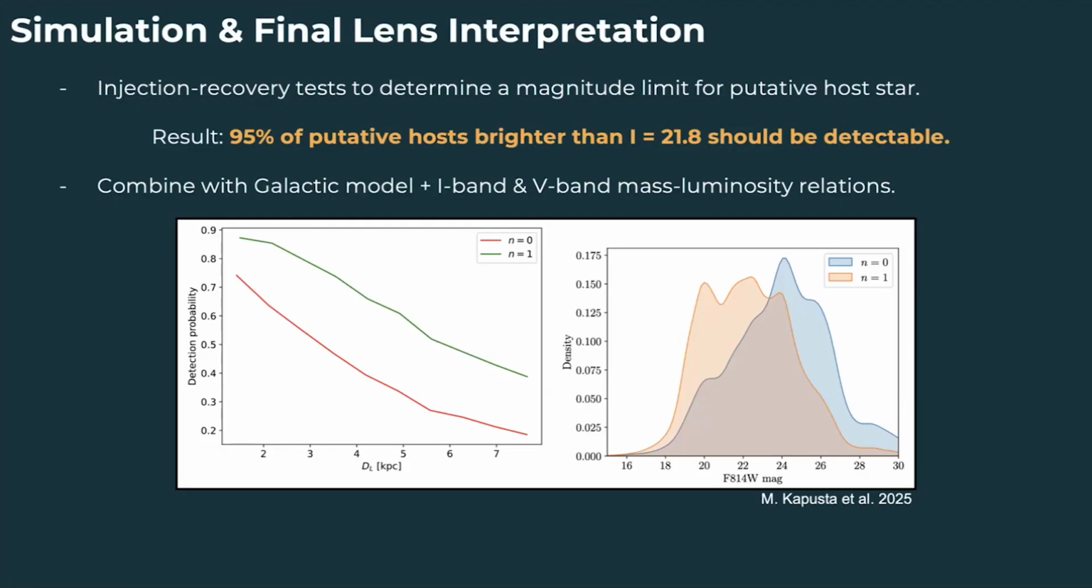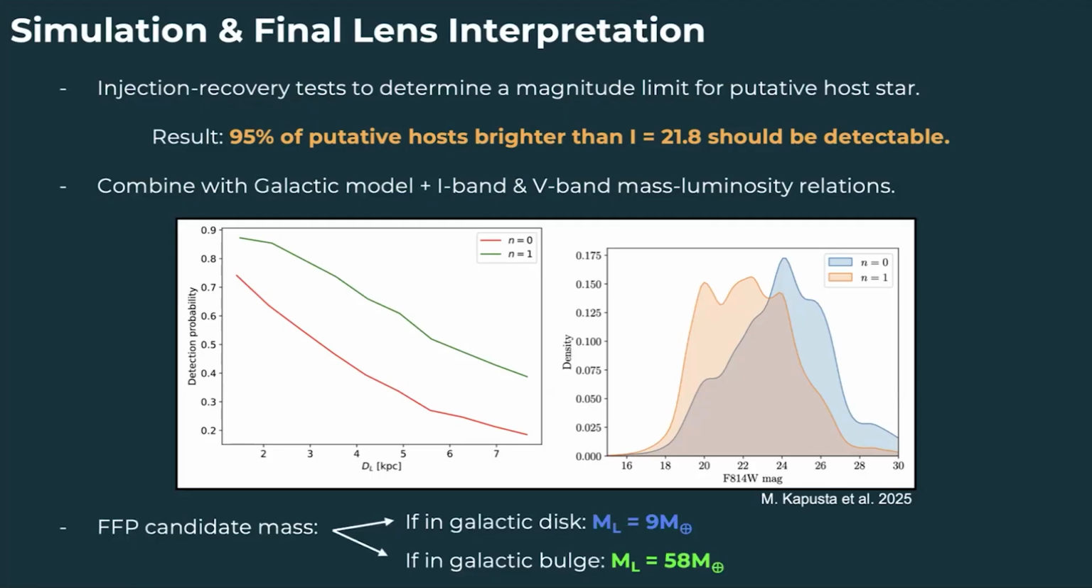And the right just shows the probability density distributions for the possible magnitude of a host, if there is a host star, again in the two different regimes. So, quick results. There are two different interpretations basically for this particular event. So, the FFP candidate, its mass basically.